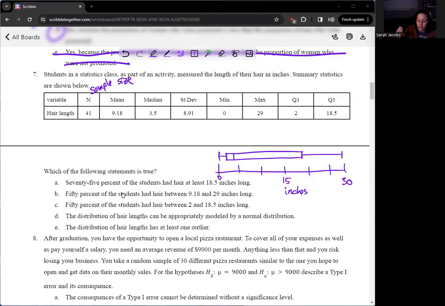So we can see that it's super right skewed, right? A ton of our data is concentrated over here, and then it's really spread out as we go to the right. We can also see some good benchmarks. 75% of students had hair at least 18.5 inches long? No, Q3 and up is only 25%. So this is only 25%. This is 25%. This is 25%. And this is 25%.